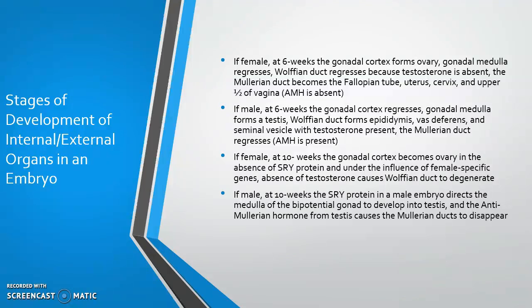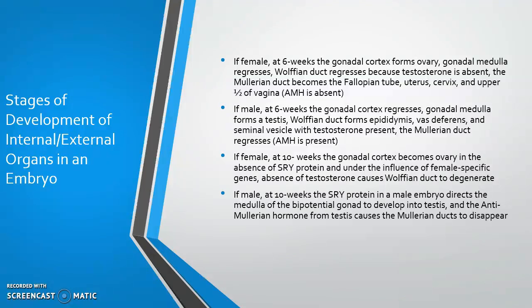Now, if it's a male at 6 weeks, the gonadal cortex will regress, the gonadal medulla will form the testes, the Wolffian duct will be present, and it will form the epididymis, vas deferens, and the seminal vesicle, with testosterone also being present. The Mullerian duct will regress because of anti-Mullerian hormone being present as well. So all of the internal structures are developing in the male and the female at this point.